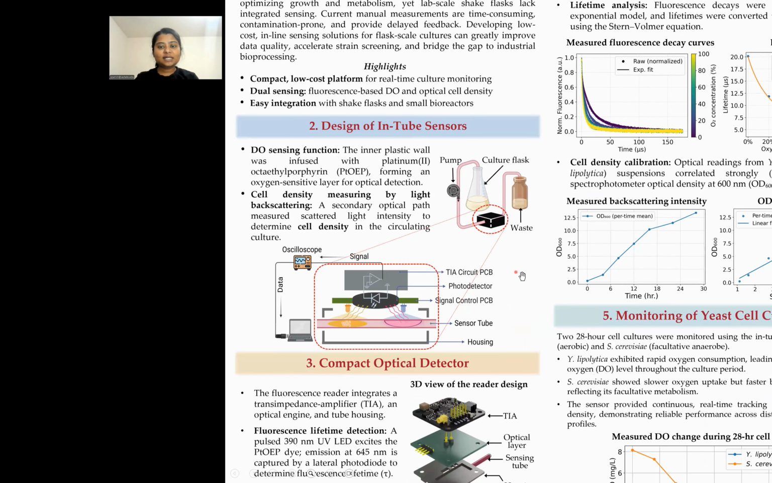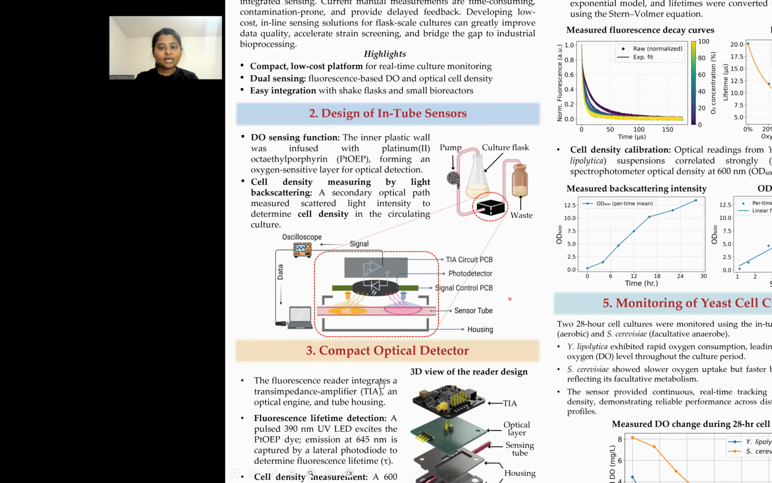Our experimental design is that in the shake flask, there will be the cell cultures, which will be pumped out using a pump and pass through our system. After processing through our system, it will be discarded as waste. For dissolved oxygen sensing, we use a dye called PtOEP. This PtOEP dye exhibits fluorescence, which is quenched specifically by oxygen. For cell density measurement, we are using the backscattering of the light when cells pass through our system.